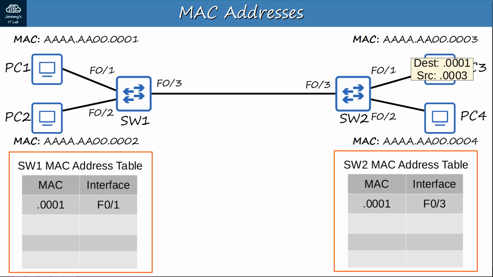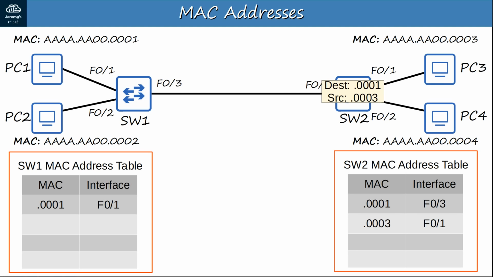Let's say that PC3 is going to send a reply back to PC1. Notice the destination and source MAC address fields of the frame are reversed. PC3 sends the frame out of its network interface, and it is received by Switch 2. Switch 2 learns PC3's MAC address and enters the MAC address and the corresponding interface in its MAC address table. Just so we're clear, the switch uses the source MAC address field to fill its MAC address table because if it receives a frame from that source on the interface, it knows that it can reach that MAC address via that interface. So let's continue.